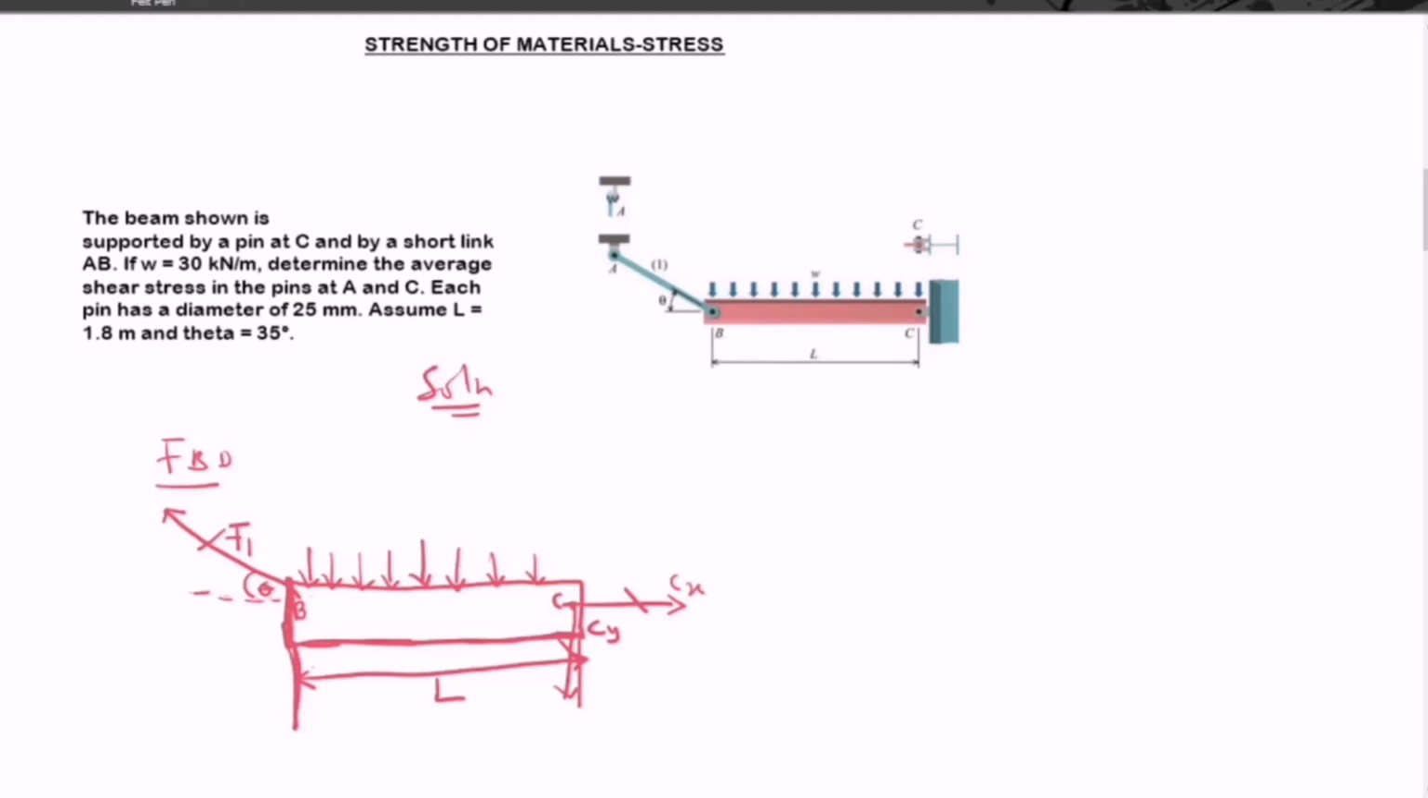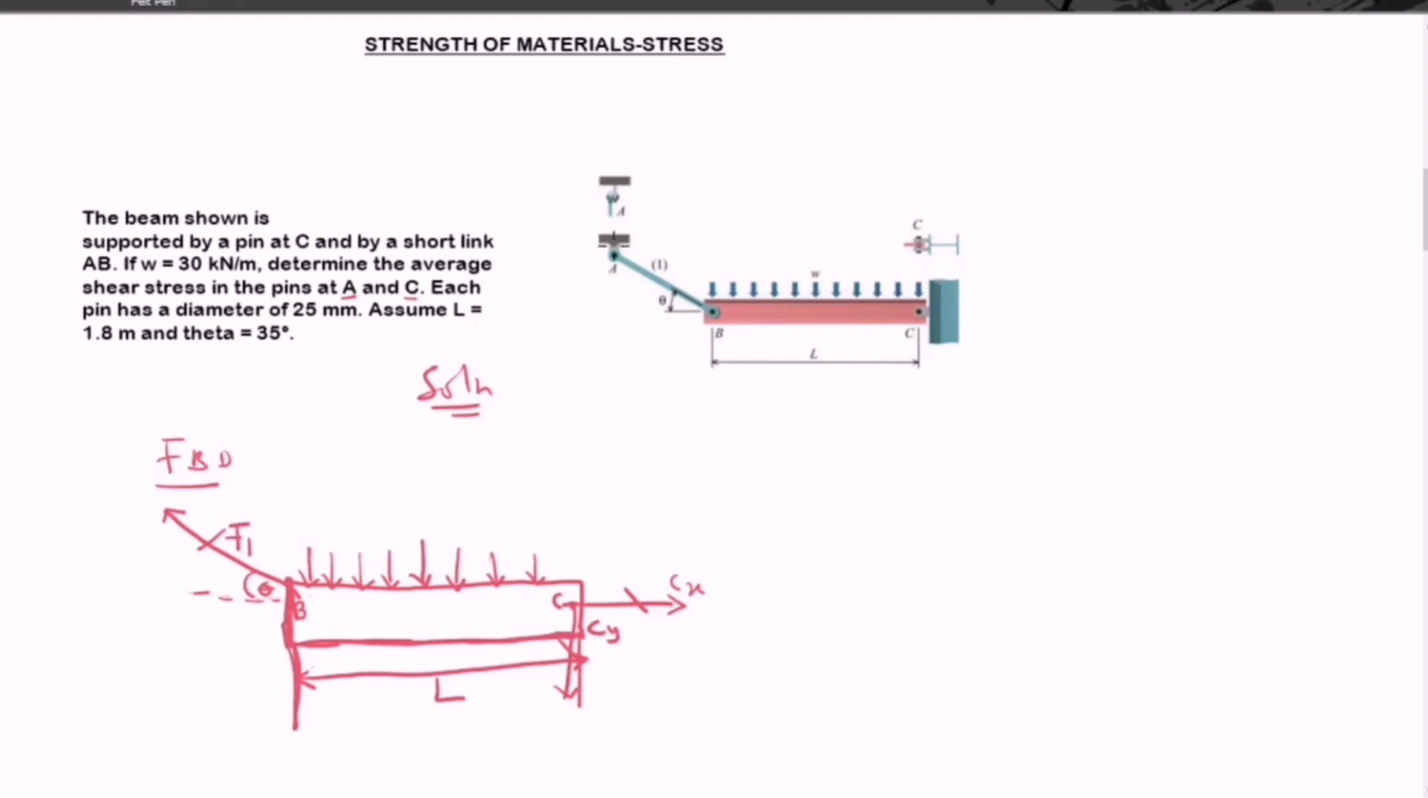Continuation of strength of materials. We are still on stress, and this is another example we are going to tackle. Let's go to the question. Now, the question is asking us to find the average shear stress in the pins at A and C.